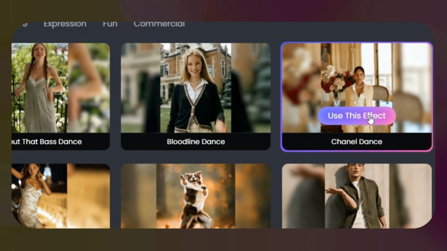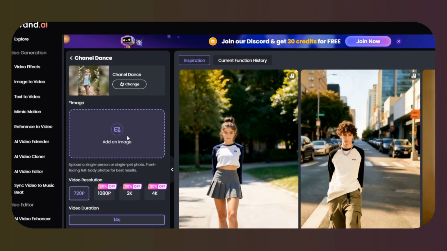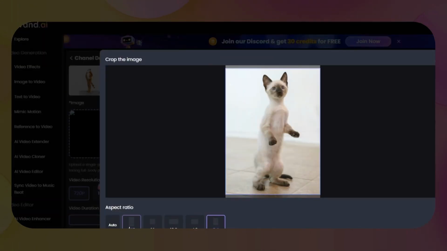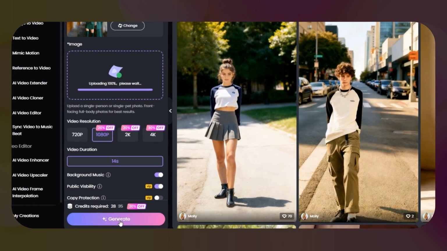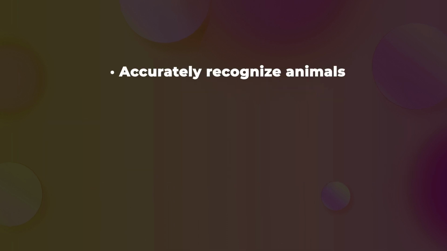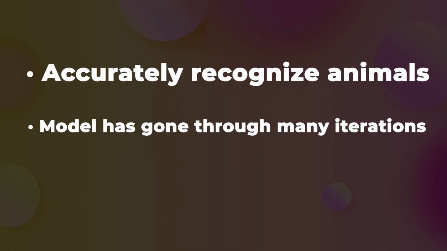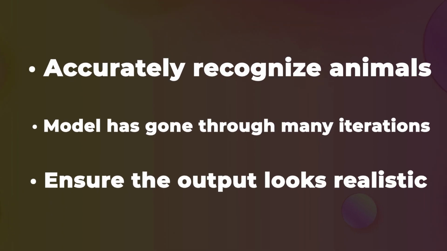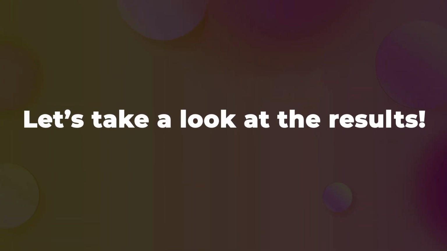We'll use Chanel dance as an example. 2. Select the Chanel dance effect or a similar one. 3. Upload a photo of your pet. 4. Click Generate. Picwand automatically generates trending dance moves for your pets. It can accurately recognize animals, and the model has gone through many iterations to ensure the output looks realistic with well-proportioned pet movements. Let's take a look at the results.